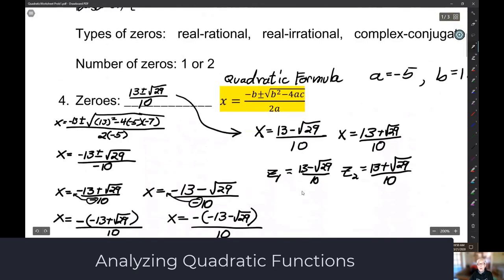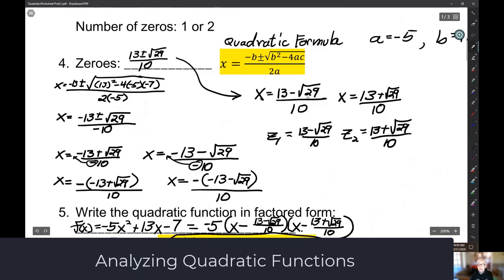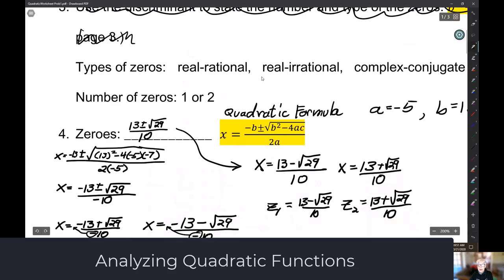Now the zeros, oh, I didn't go back and answer these. These are real numbers. They don't have an i in them, so they're not complex. They're real numbers on the x-axis, but they are irrational. That is, if you were to put the square root of 29 in your calculator, you would just get a run-on decimal. And you could never turn it into a fraction. That's what an irrational number is. Okay, so we have real irrational numbers for our zeros.